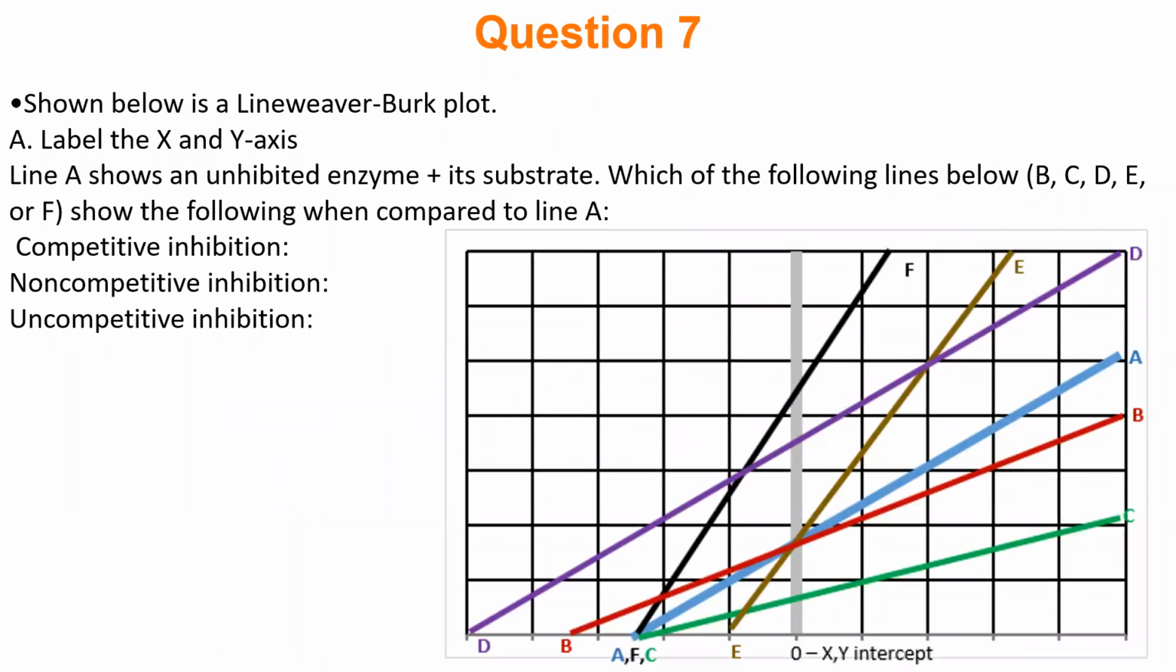Here's a good question for your understanding. And I'll just explain it, not answer it here. I'll put the answer up online, but I do want you to try this. So line A is an uninhibited enzyme plus substrate. I want to know of the 5 lines, B, C, D, E, and F, which one is acting as a competitive inhibitor to line A? Which one is acting as a non-competitive inhibitor to line A? Which one's acting as an uncompetitive inhibitor to line A? So answer that and check back. Probably on Monday, I'll put the answers up.